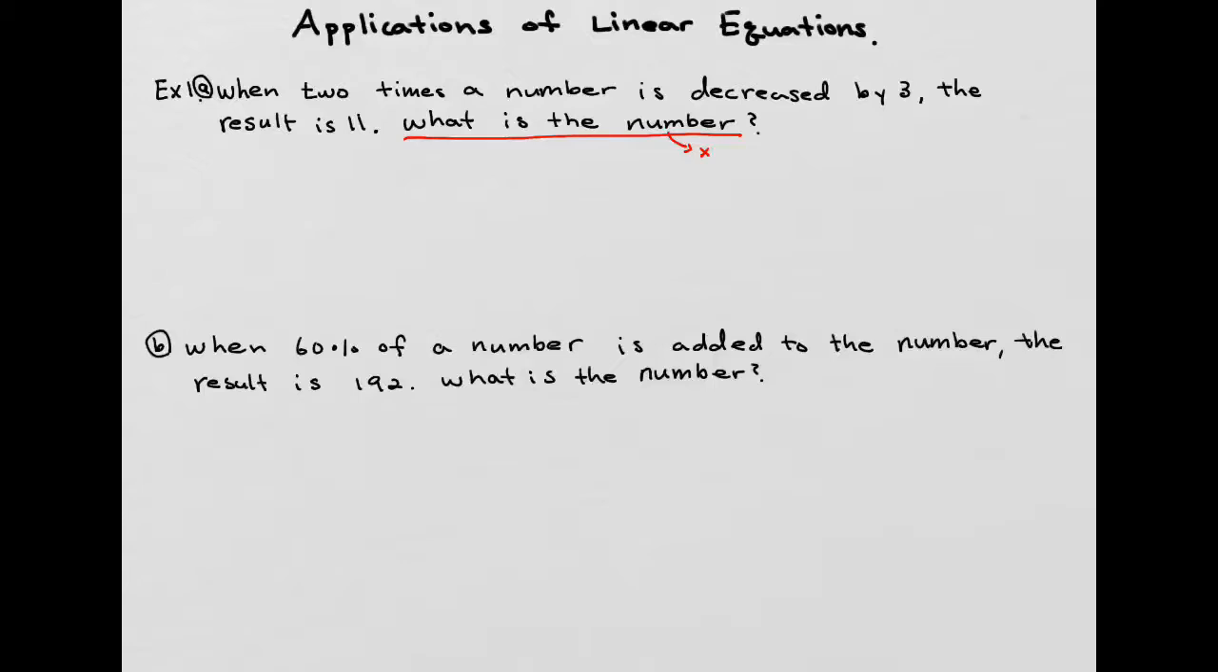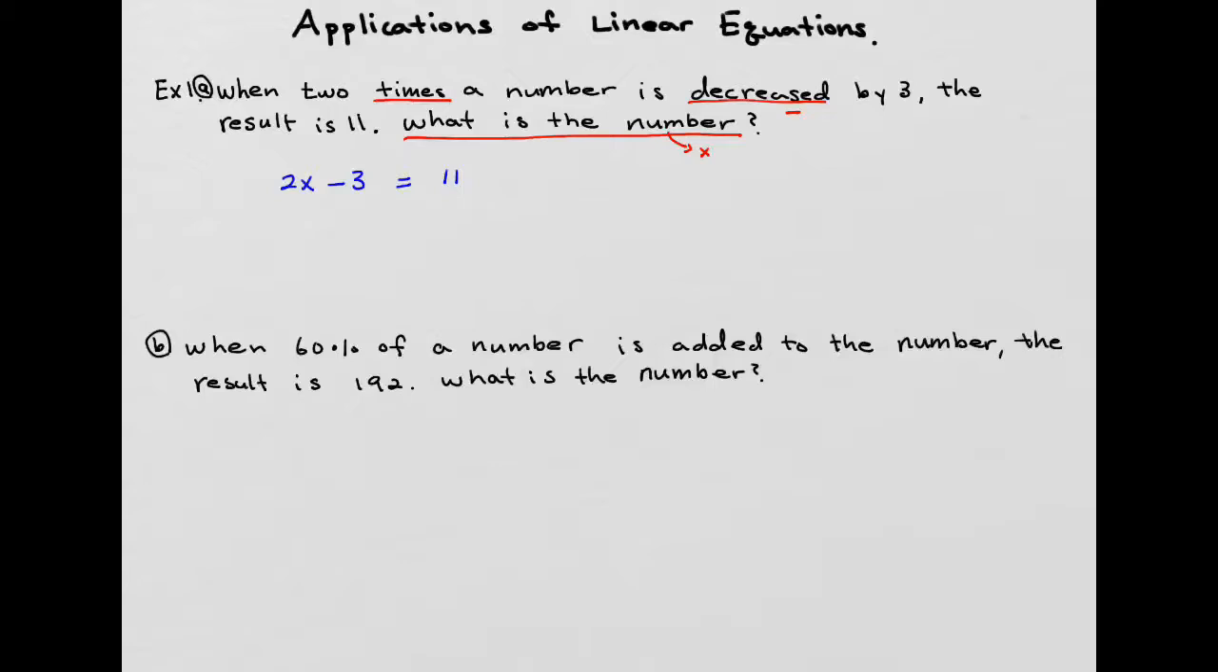When it says 2 times a number, times is multiplication, so you're going to have 2 times the number. When 2 times a number is decreased, you're going to do subtraction. Decrease is the subtraction sign. So you subtract 3. The answer is 11, so you put equals 11. What is the number? Now we solve for that unknown x.